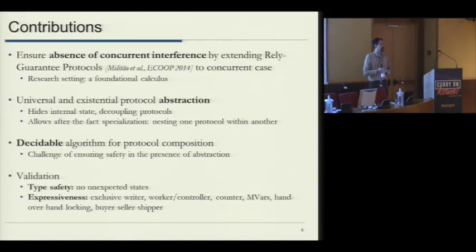One key thing we looked at was how to provide protocol abstraction. So we want to view a protocol as an abstract state that hides the internal details of the object and helps to decouple protocols, and also allows after-the-fact specialization. So I'll show how you can actually nest one protocol within another due to this notion of abstractness that we can support. That abstractness actually makes reasoning about the protocol more difficult, and I'll explain why and how we address that challenge. And then finally, some validation, both in terms of type safety and a number of examples that talk about the expressiveness of the system.